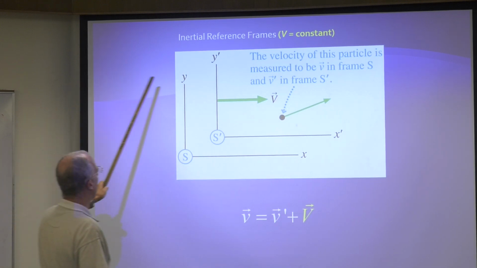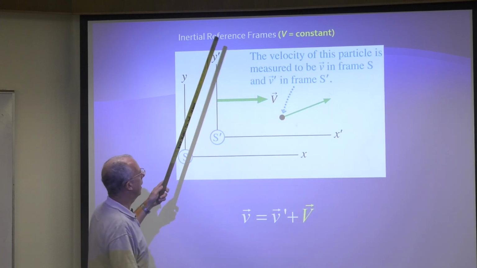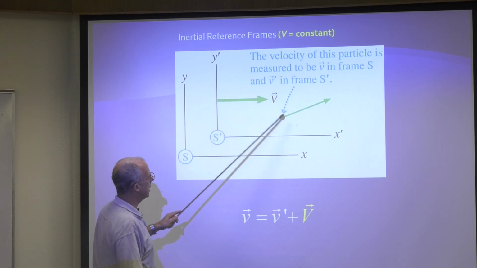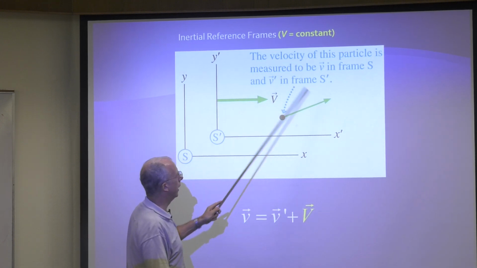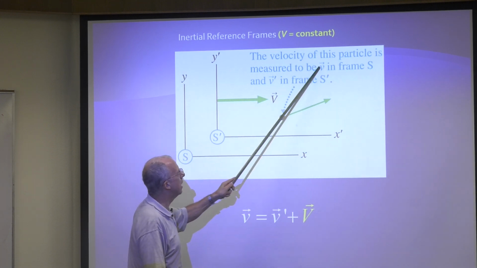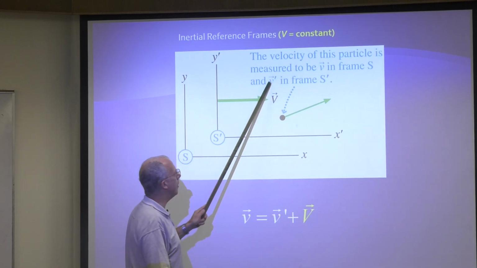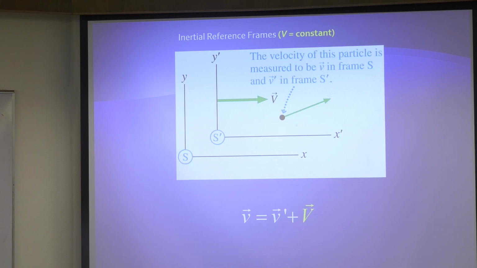Okay, so inertial reference frames: velocity is constant, no acceleration. That's all. Big deal. So here's the notation. Let's say we have a particle that is moving. The velocity of this particle, we're going to say it's v in the S frame, and we're going to say it's v prime in the S prime frame. Big deal. So Galileo worked this all out.